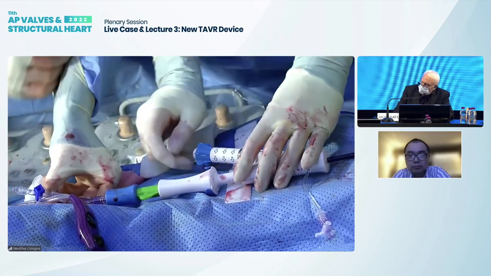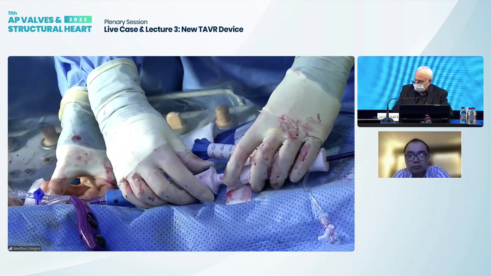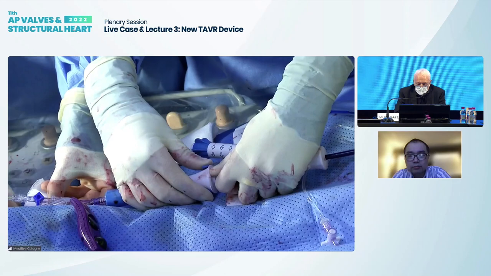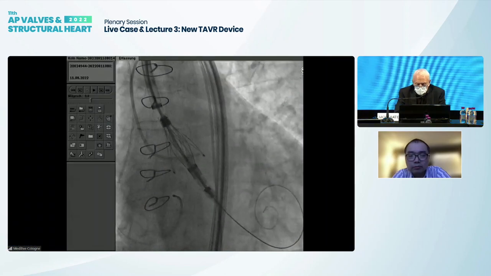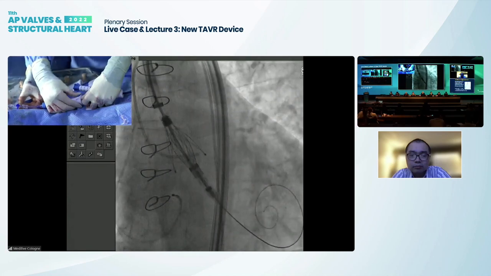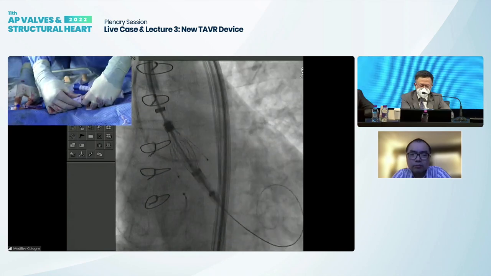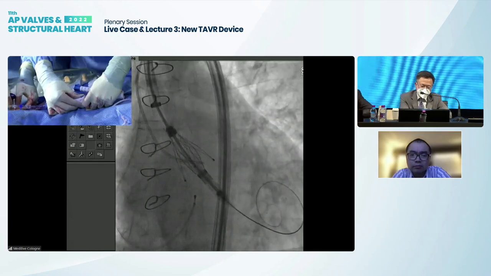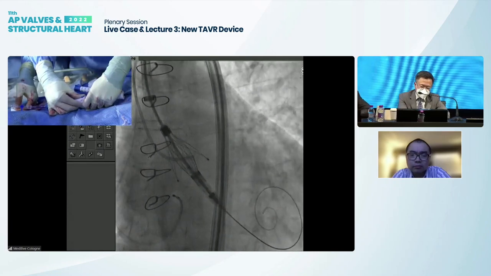Okay. So basically, we are anatomically correct. So now we can advance the system, the valve, into the sinuses. Do you want me to pull the wire a little, or should I advance? Oh, go ahead. So you obviously want to be in a three-cusp view with the right cusp in the middle, so that when you sit down into the right, one is to the left and the other one is to the non.